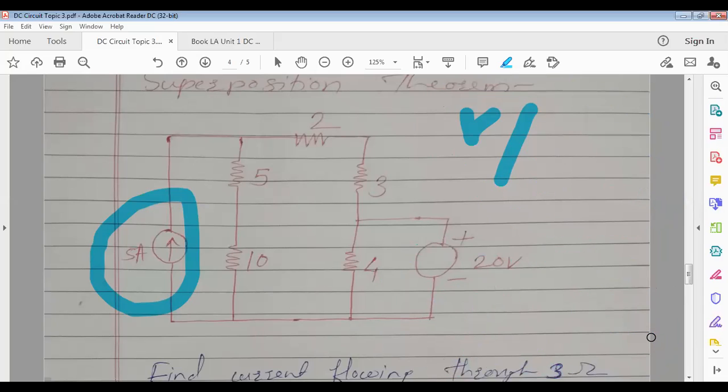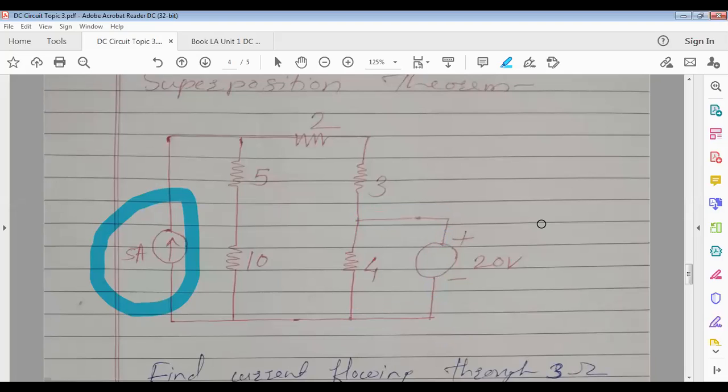Okay. Short means what? Suppose I am assuming here only the 5 ampere source. Another one is the voltage source, so you have to make it short. Short means what? Practically, what will you have to do? The 20 volt voltage source has two wires, one connected to positive and one to negative. Remove the two terminals of the voltage source and connect those two wires together, which means it will act like a short. That means remove the 20 volt from the circuit and connect together the two wires that were connected to its positive and negative terminals.